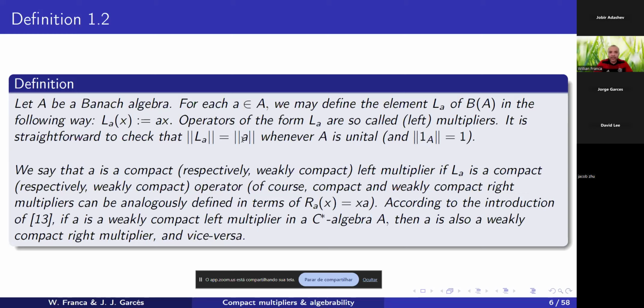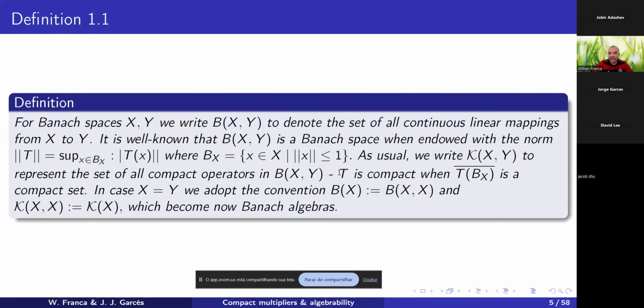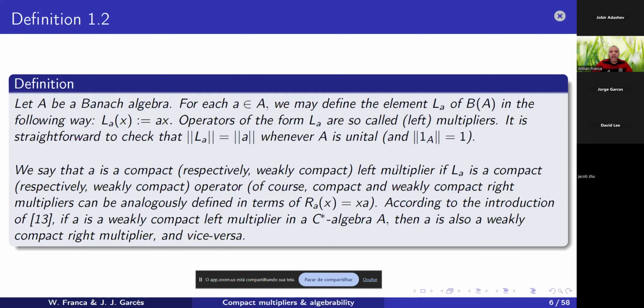So we are going to say that a is a compact left multiplier if the associated left multiplier is a compact operator. Following exactly this definition, in the same way, we may define weakly compact. And everything we do for the left, we can also do for the right, so we don't have to keep introducing more definitions, but work in the same way.